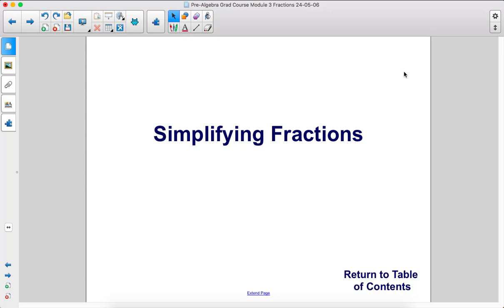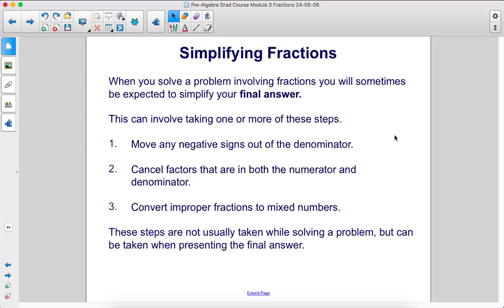Simplifying fractions. When you solve a problem involving fractions, you will sometimes be expected to simplify your final answer. This can involve taking one or more of these steps. Move any negative signs out of the denominator. Cancel factors that are in both the numerator and denominator. And convert improper fractions to mixed numbers. These steps are not usually taken while solving a problem, but can be taken when presenting the final answer.